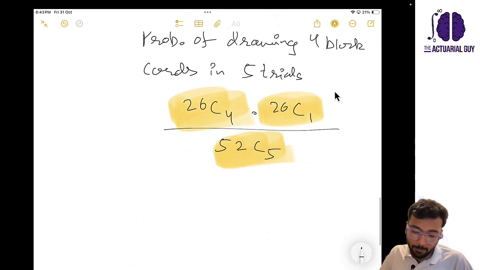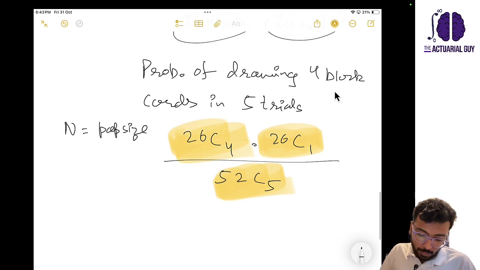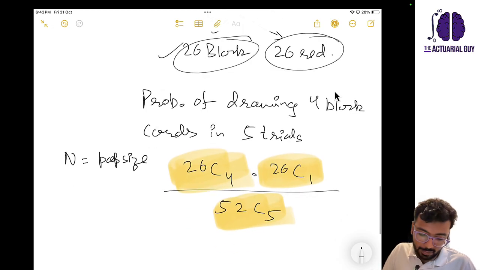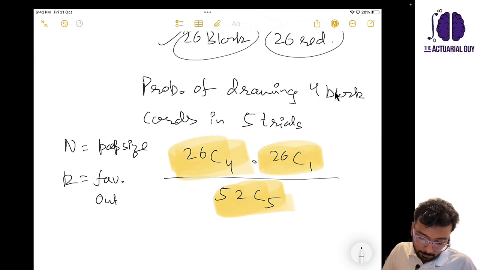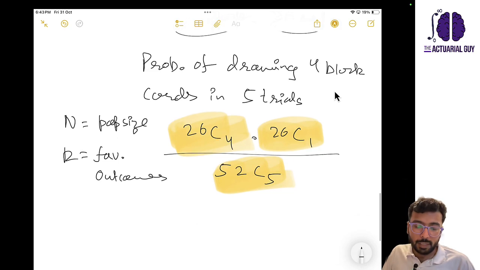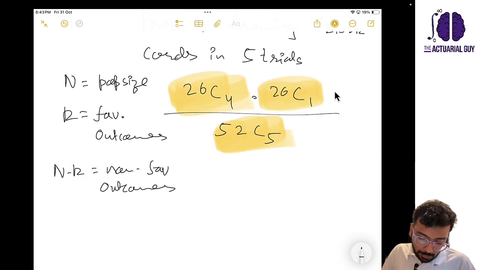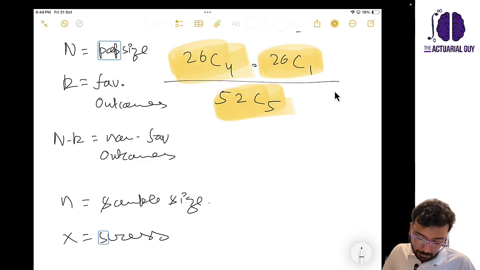So the generalized form of this would be, let's say you have a population of size N, and in this population the number of successes or the favorable outcomes that you have is, in this case, 26, so you've got K favorable outcomes, right, out of this population of size N. So N minus K non-favorable outcomes, right, and you're trying to draw a sample of size small n, in which you want x successes, right.